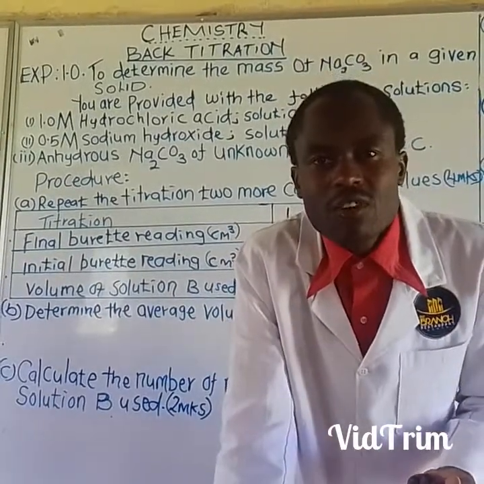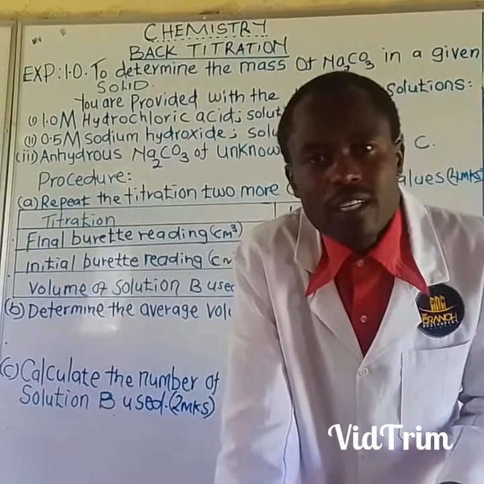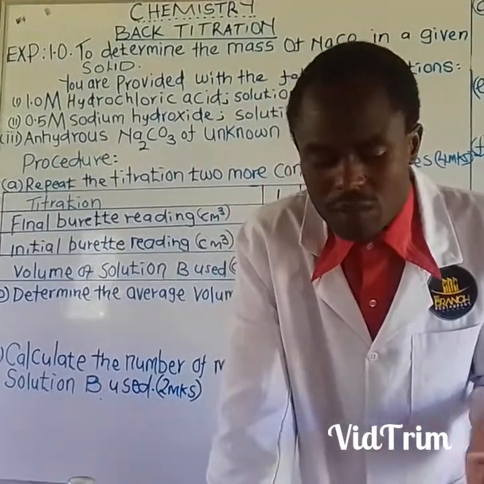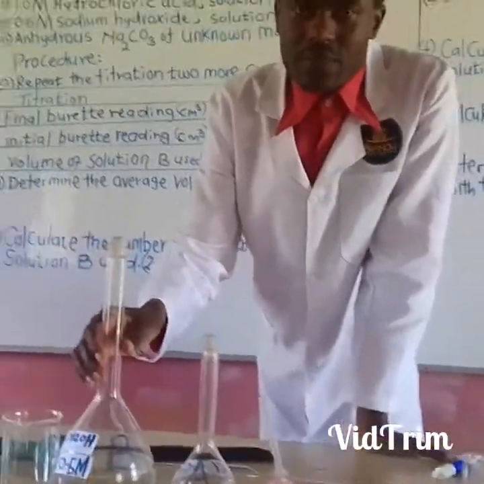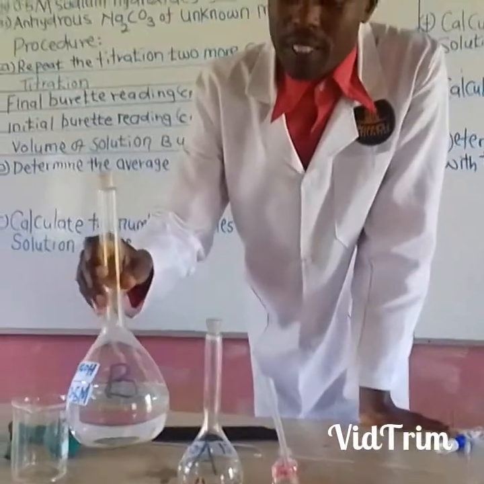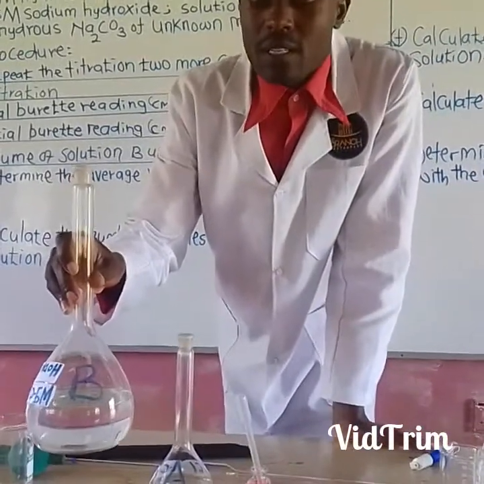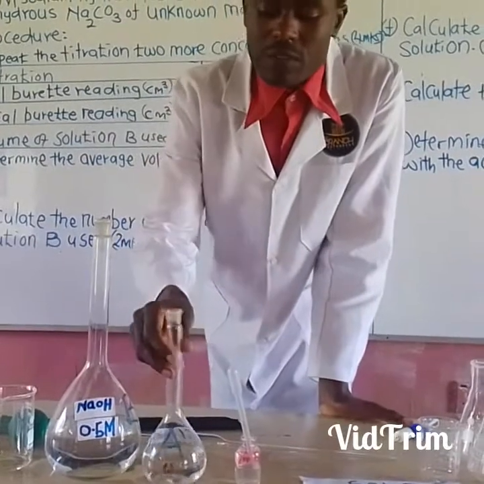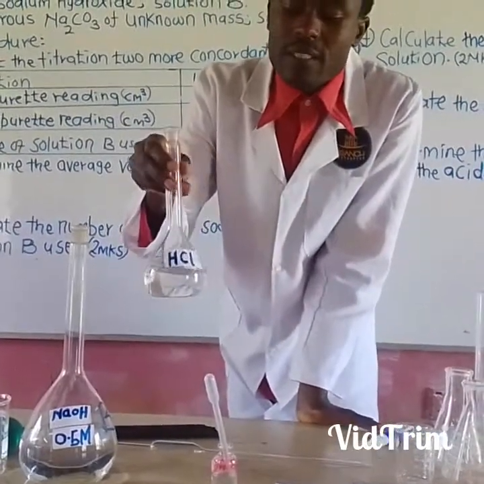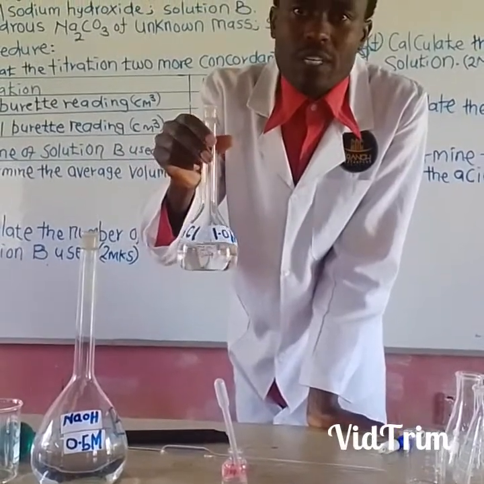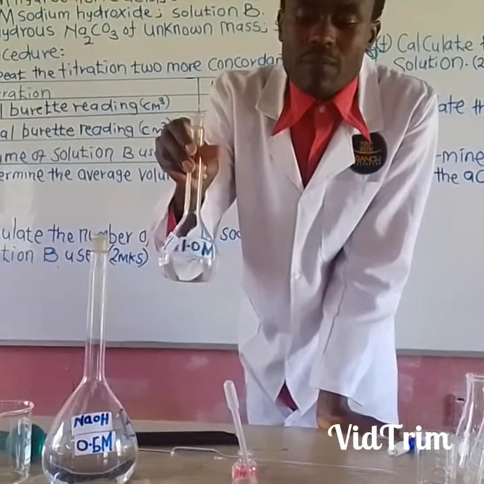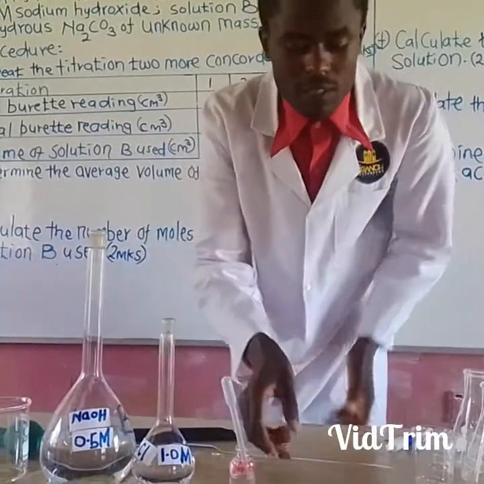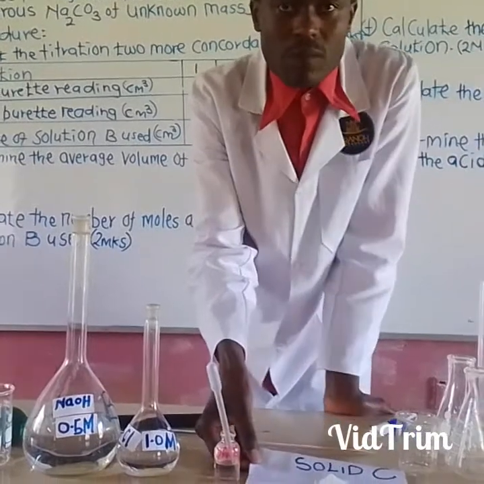Is it okay? So allow me to take you through the chemicals that I have with me here that are going to help us in this sample experiment. Focus and see. On my right here, I have solution B, which is 0.5 molar sodium hydroxide. Then I have solution A. This solution A is 1 molar hydrochloric acid. Then I have a solid here, solid C, a white solid.